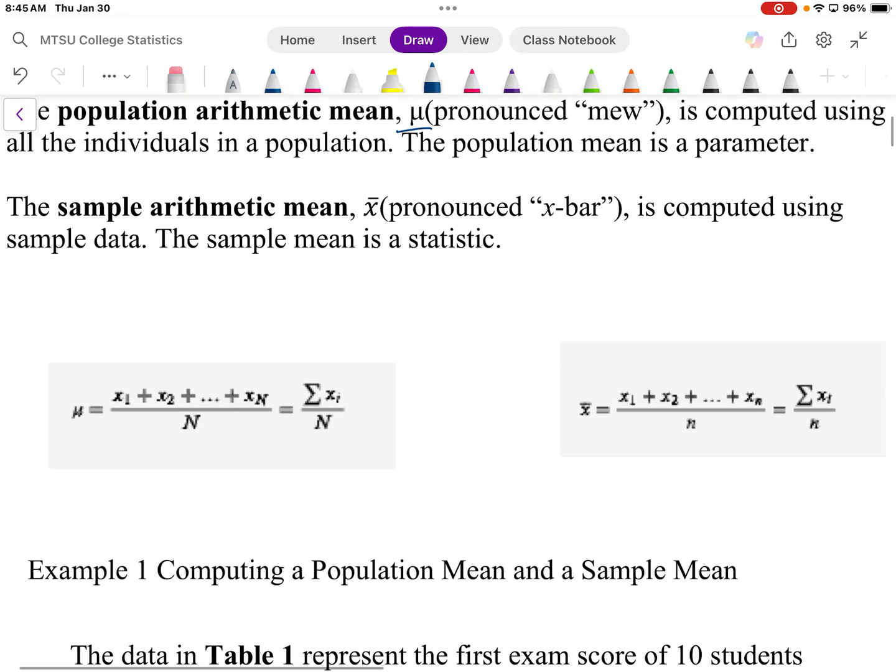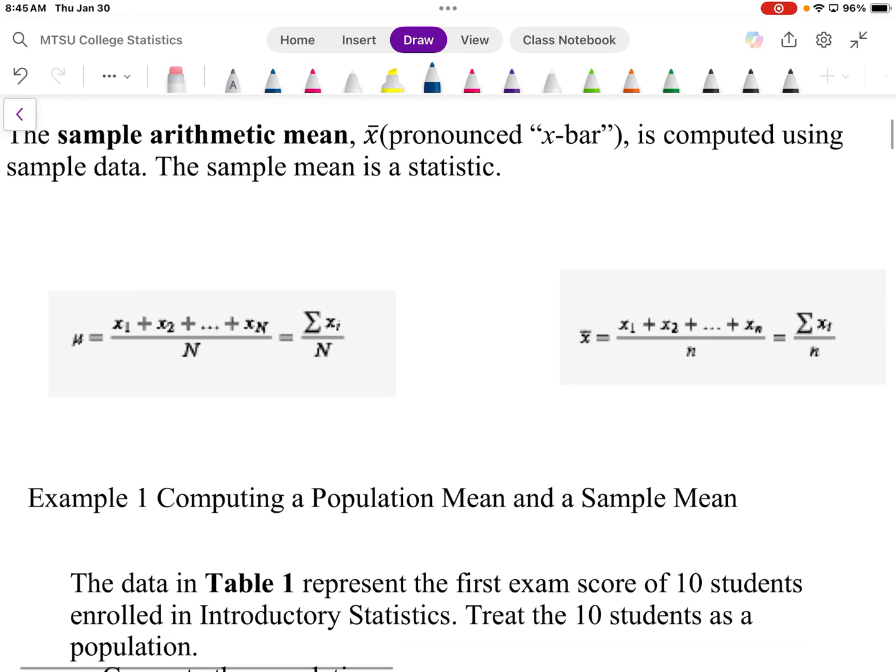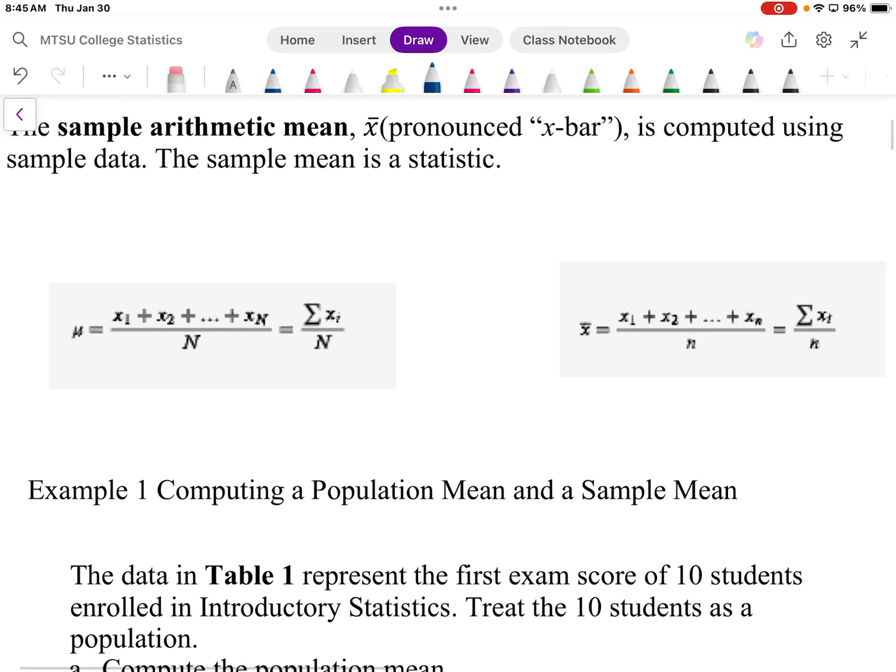Now, the formulas for computing both the mean of the population and the sample are identical. The only thing different is what the n value is. Capital N is the whole population. Lowercase n is your sample size.